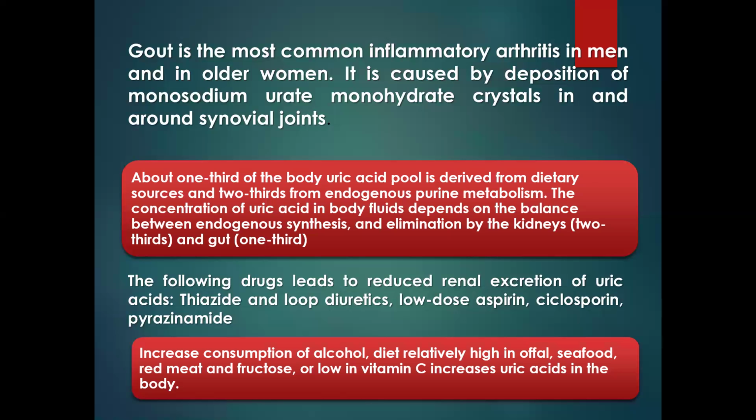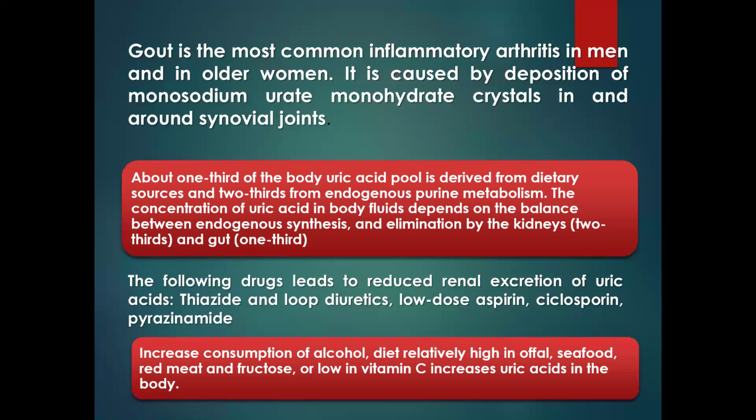The drugs are thiazide and loop diuretics, low dose aspirin, cyclosporine, and pyrazinamide for patients taking TB drugs. This pyrazinamide is a TB drug. So patients who are tuberculosis patients and who are taking this pyrazinamide might likely have reduced clearance of uric acid from their body and might likely have gout arthritis.